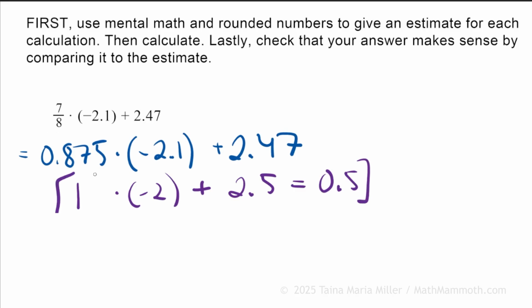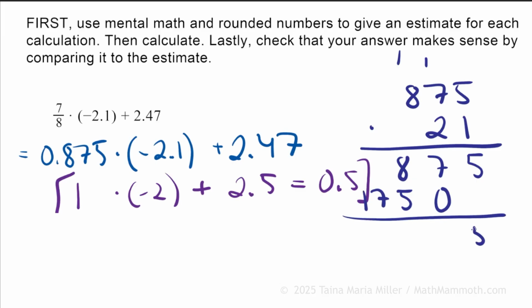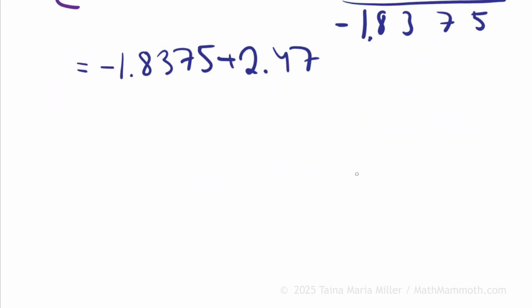Now the actual calculation, I will multiply these two numbers using the normal multiplication algorithm, like this. 5 times 1, everything times 1, then 2 times 5, 2 times 14 plus 1 is 15, and then 16 plus 1, 17. And this one has 3 decimal digits, and this one has 1, total 4. But it will be negative. So at this point I have negative 1.8375 plus 2.47.